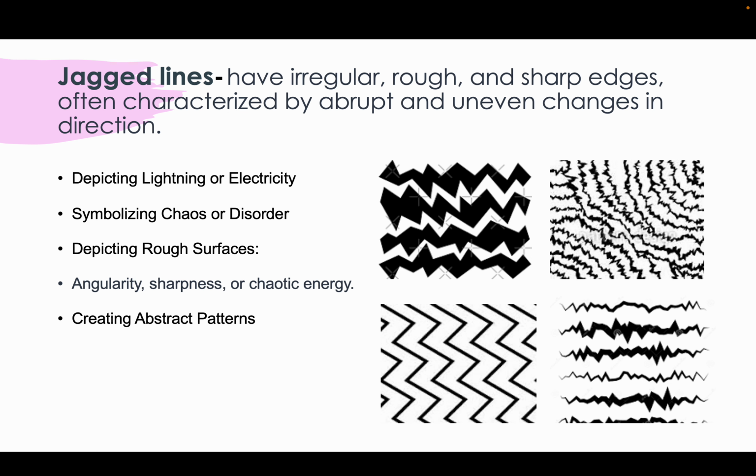Jagged lines are lines with irregular, rough, and sharp edges. They have uneven changes in direction. Unlike smooth flowing lines, jagged lines can create a sense of angularity, sharpness, or chaotic energy. Their irregular form can suggest a lack of harmony or structure. They are often used in illustrations or designs to represent things like lightning or electricity.